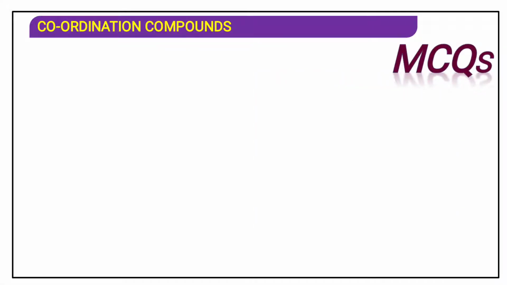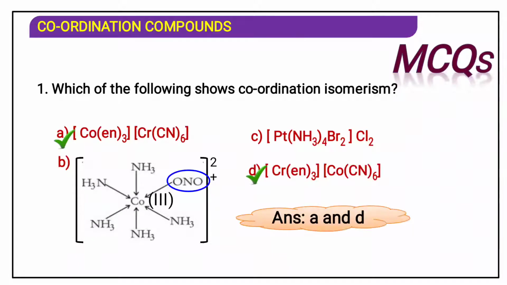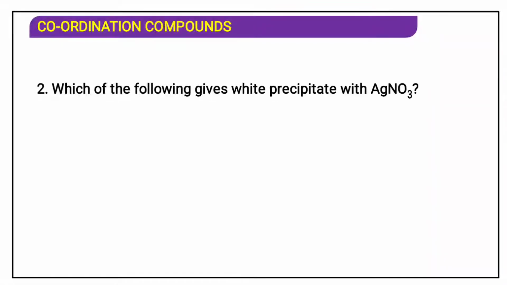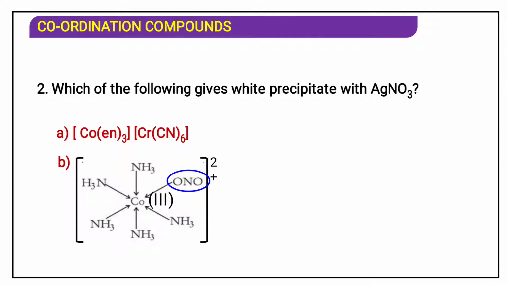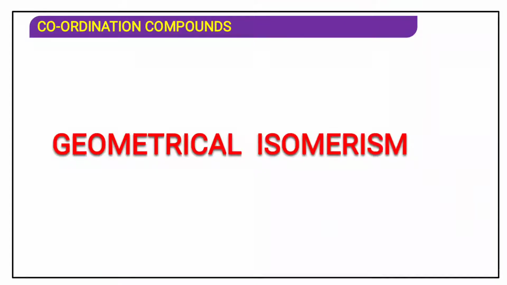And certain MCQ questions also we have seen. That was a recap. This was another question that we have seen. Now we have to see geometrical isomerism.